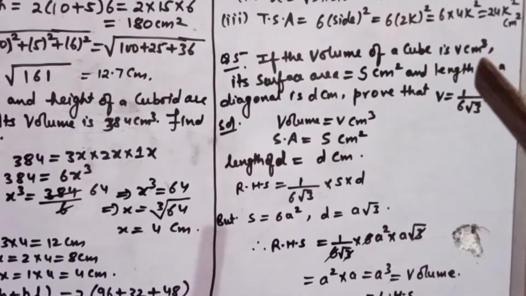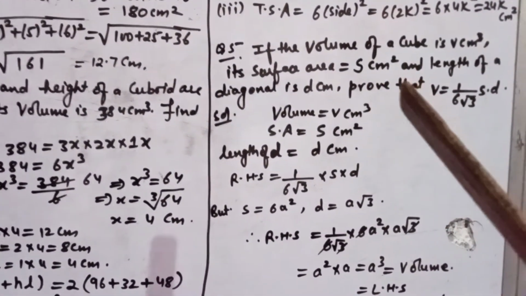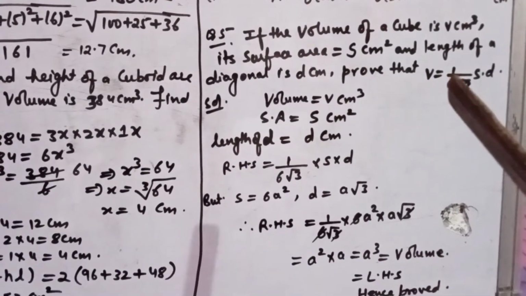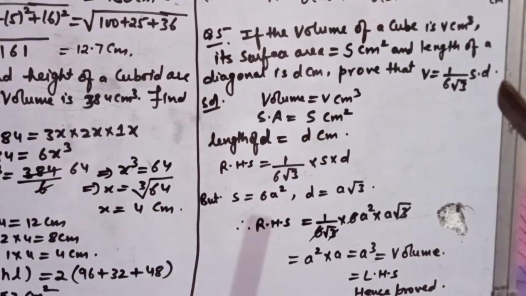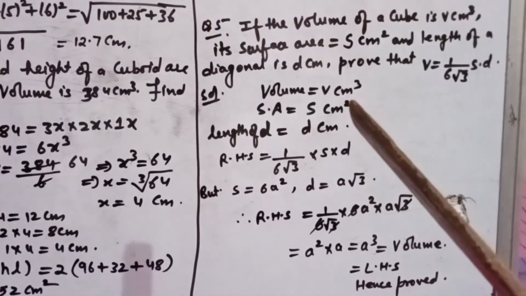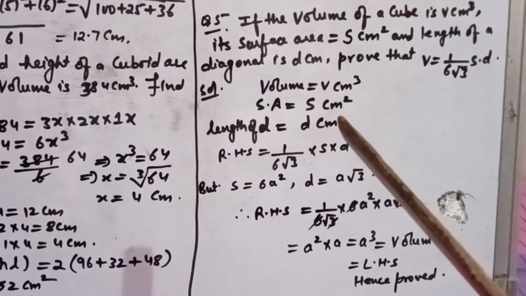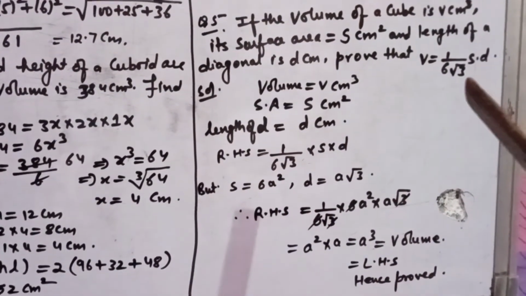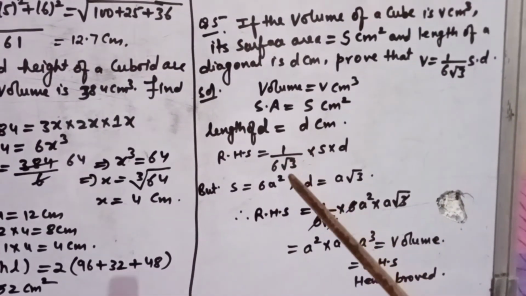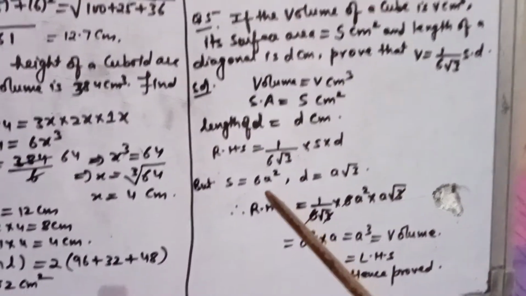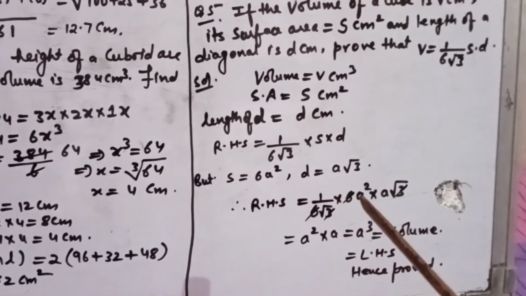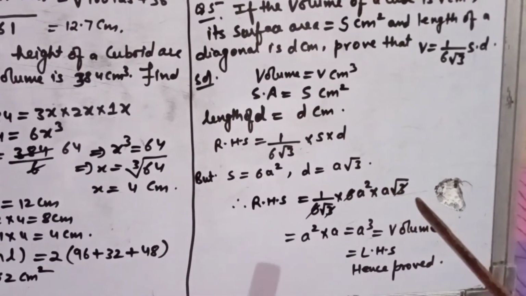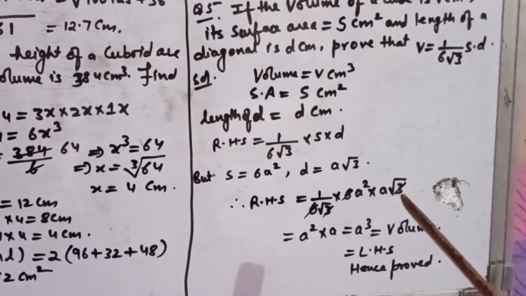Now question number 5. If the volume of the cube is v centimeter cube, its surface area is s centimeter square and the length of diagonal is d centimeter, then prove that volume is equal to 1 upon 6 root 3 s into d. Volume is v centimeter cube, surface area is s centimeter square, length of diagonal is d centimeter. We take right hand side of this equation, which is 1 upon 6 root 3 into s into d. S is given 6 into side square. So 6a square, diagonal is equal to a root 3, we know the formula.